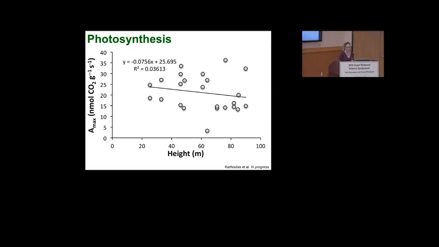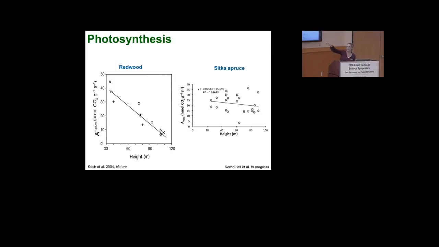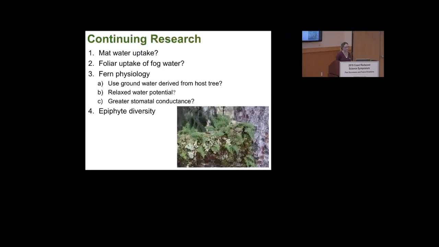So for comparison, to remind you, there's what we see in redwood, this nice decrease in photosynthetic capacity with height, and in the Sitka spruce, we're not really seeing that so far in the data, which is kind of interesting. So continuing research on this topic, what I'm hoping to finish up this winter, starting I guess tomorrow when the climbing season starts again, is using stable isotope analyses.